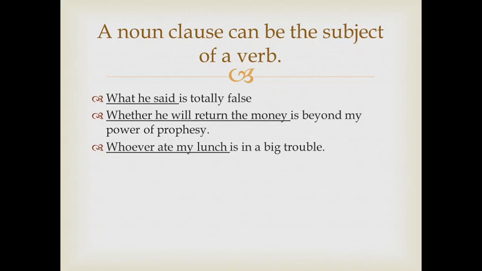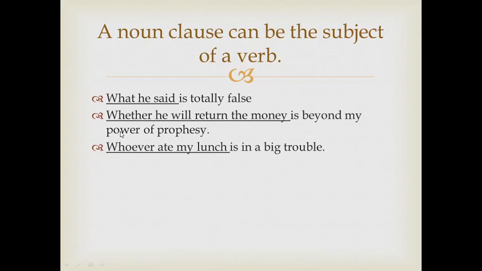So that clause is a dependent clause. It gets meaning only when it is added to the rest of the sentence. He is totally false. The meaning is incomplete, but here we have the subject he and the verb said. What he said is totally false.